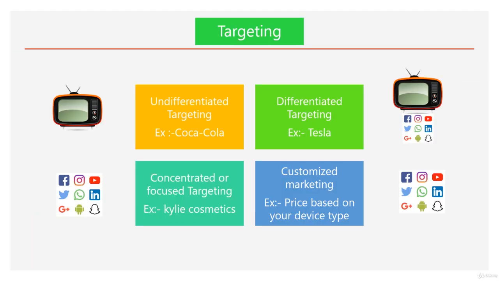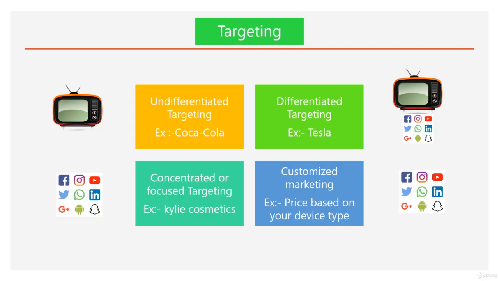Now we will talk about targeting. Targeting has four different parts. Whatever segment you have identified from the segmentation portion of the STP analysis, now it's time to target the right kind of product to that specific segment. There are multiple types of targeting: we have undifferentiated targeting, differentiated targeting, concentrated or focused targeting, and customized marketing.